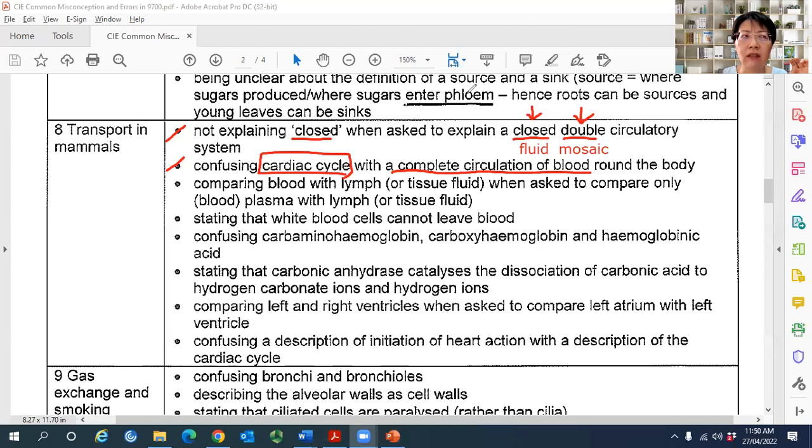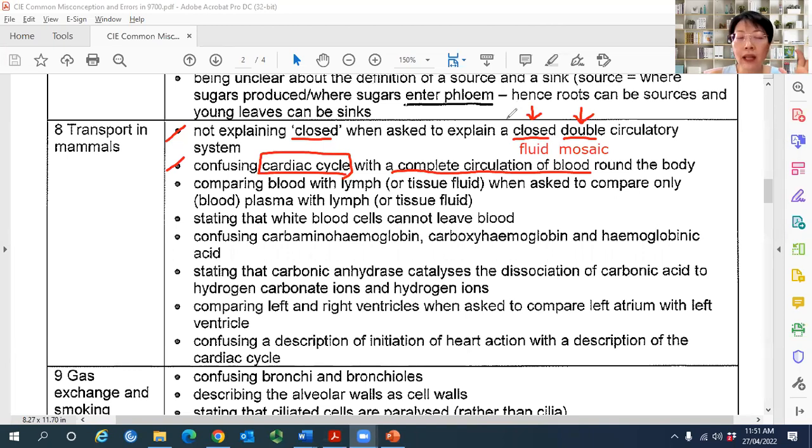SAN contracts. This SAN contracts is talking about the activation of the heartbeat. Activation of the heartbeat starts from the SAN. But what are the 4 events that occur in the cardiac cycle? Who can tell me? Yes, very good. Atrial systole, atrial diastole, ventricular systole, ventricular diastole. These are the 4 events in a complete cardiac cycle.